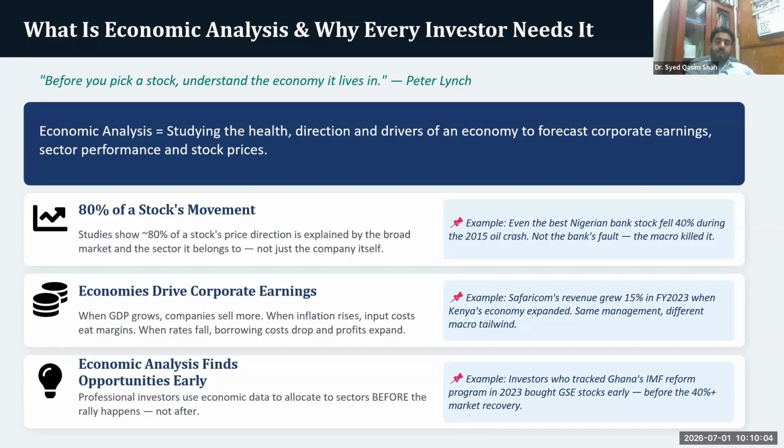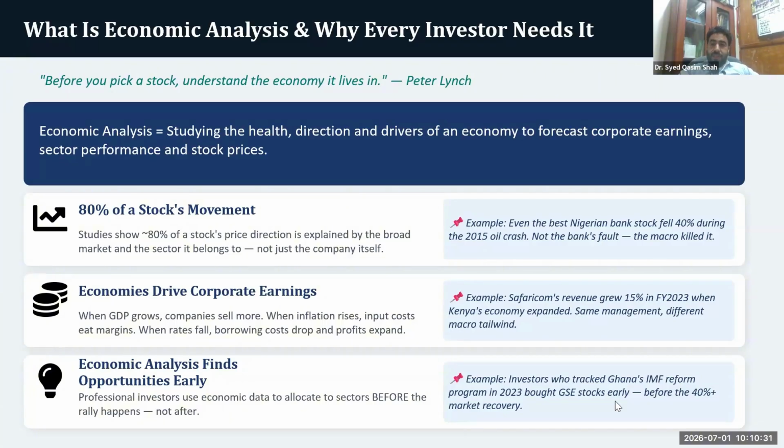This is how the economy and stock prices are linked. They are linked with earnings, and they are linked with finding opportunities. So that's why understanding economic analysis is very important from an investor's point of view. If you are investing in the stock market, you need to understand economic analysis in a very detailed way.